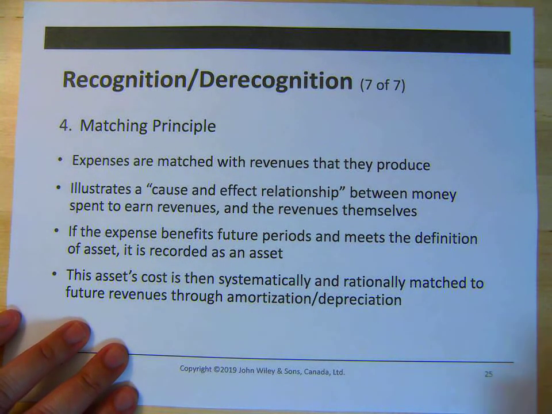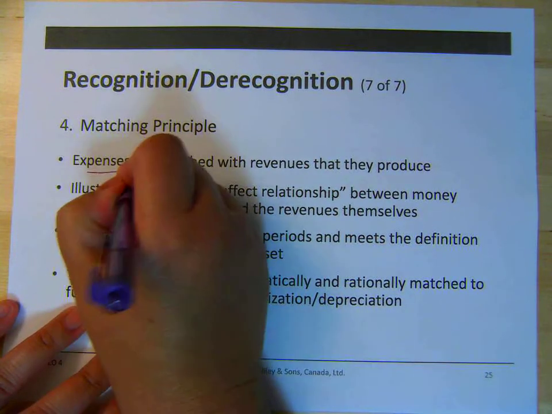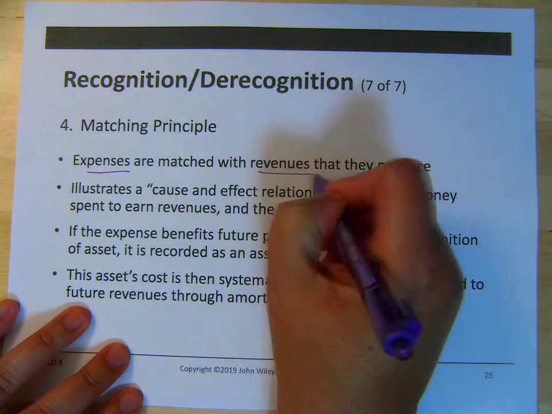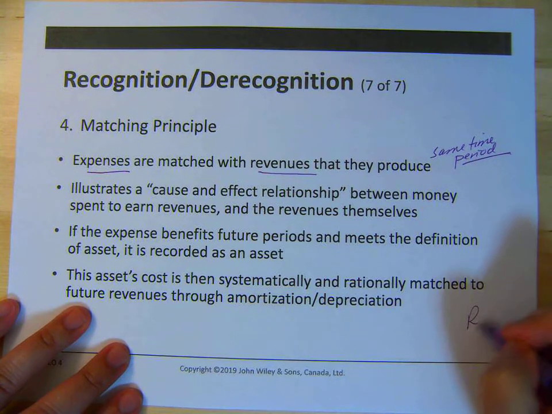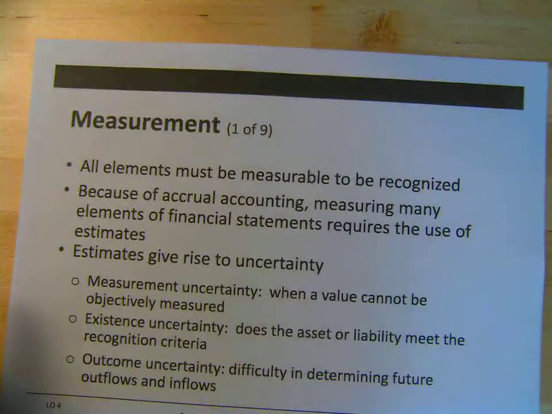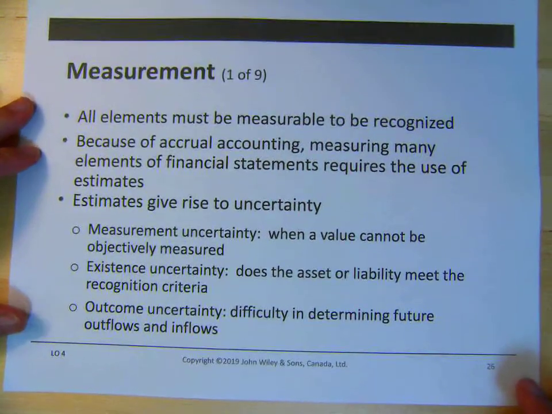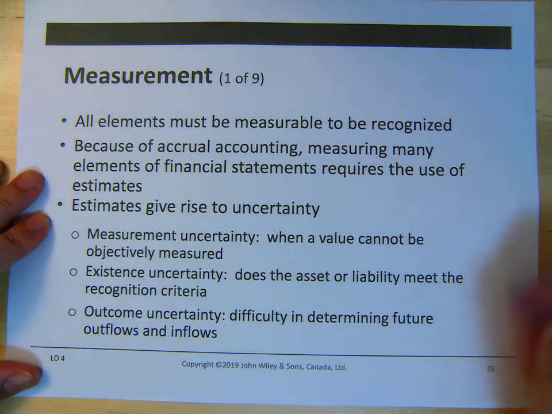So on slide 25, we've got the matching principle. Expenses are matched to revenue. So the same time period. And you can read about that. Now, measurement. So those are all when to recognize, when to take off your books. These all have to do with measurement. And you can read.